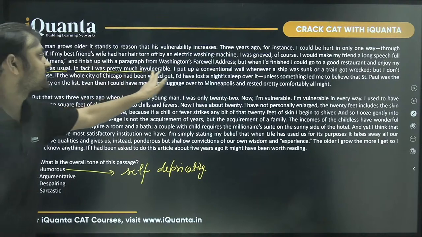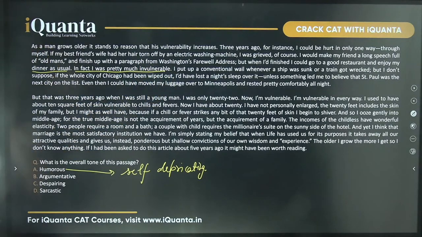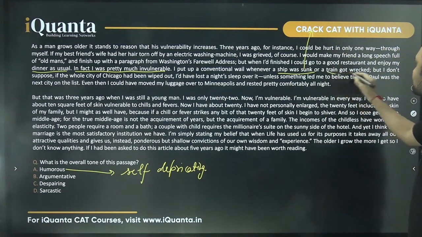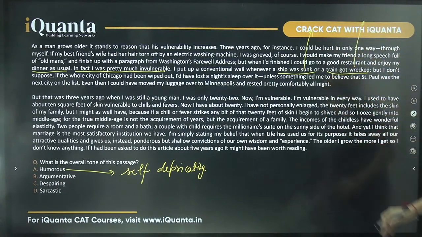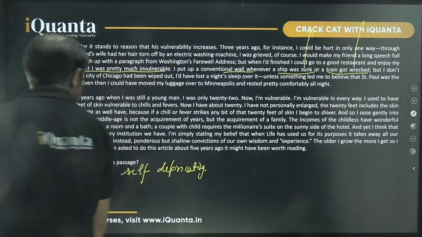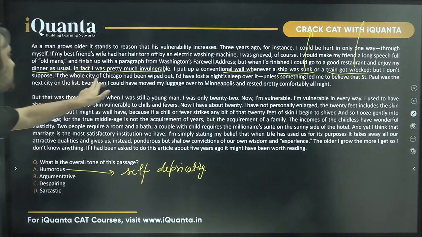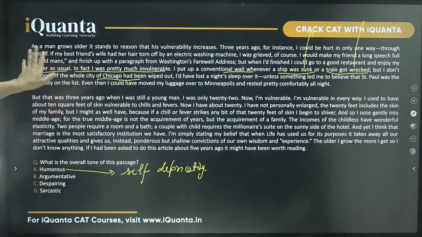3 years ago, I put up a conventional veil whenever a ship was sunk or a train got wrecked. You hear these things in news, that a train got wrecked, a ship has sunk, and he would give a conventional veil, like it's his moral duty. But I don't suppose if the whole city of Chicago had been wiped out, I'd have lost a night's sleep over it. So even if the whole city of Chicago is wiped out, he won't bother much.